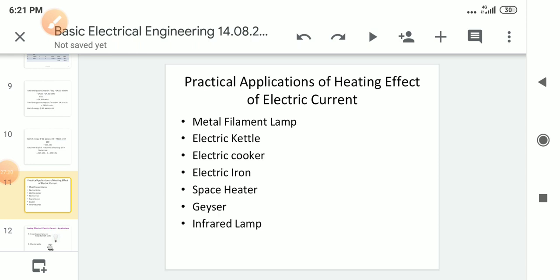Here, metal filament lamp. Let's see the first thing, that is the metal filament lamp. The lamp in which the light is produced directly by the heating of the filament is known as a filament or incandescent lamp. This works on the principle of the heating effect of electric current. Here the lamp consists of a glass bulb having a fine metallic wire.